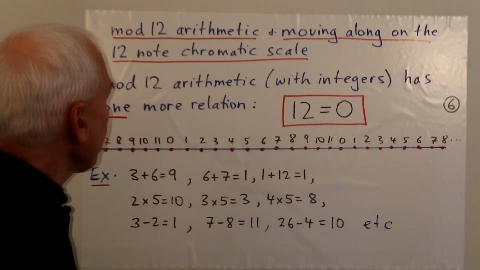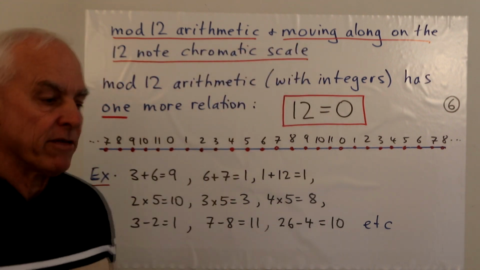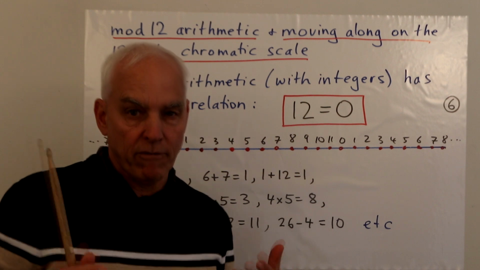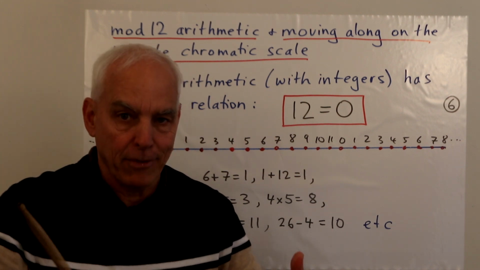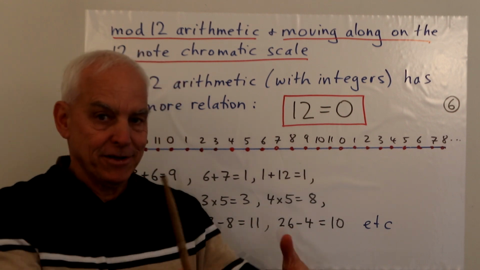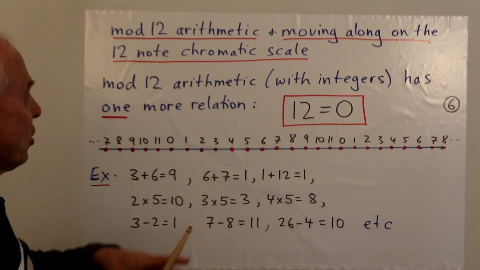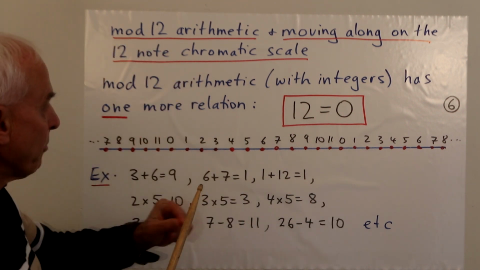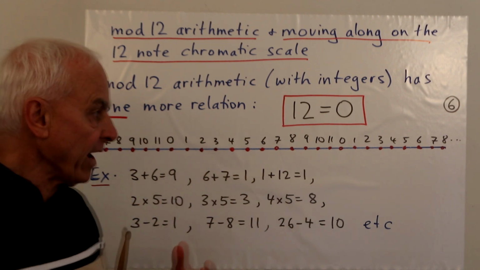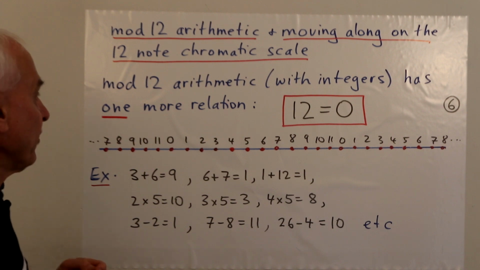The actual mathematics of this is to do with mod 12 arithmetic. That's the underlying arithmetic behind both the clock and the chromatic scale. Mod 12 arithmetic arises when we're moving along this 12-note chromatic scale. It's because we have a 12-note scale that this mod 12 arithmetic is crucial.